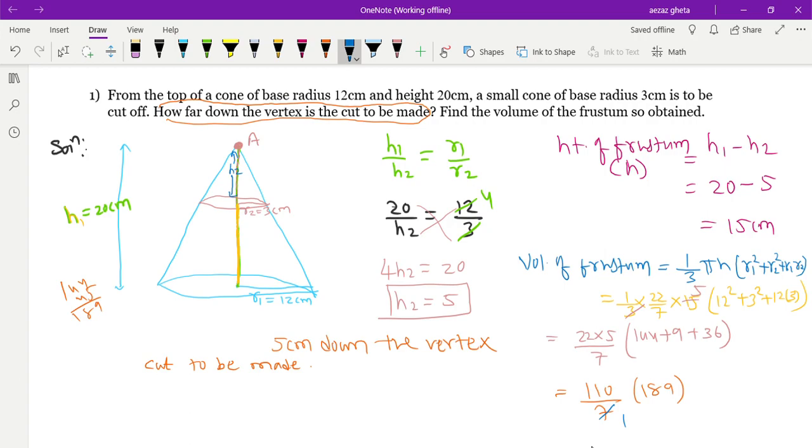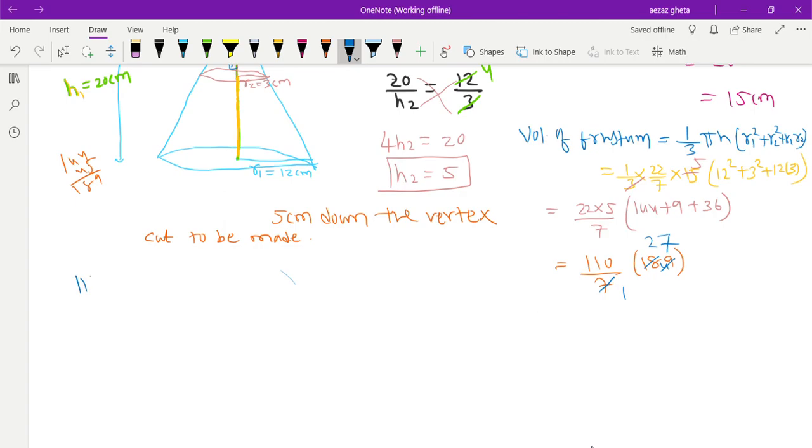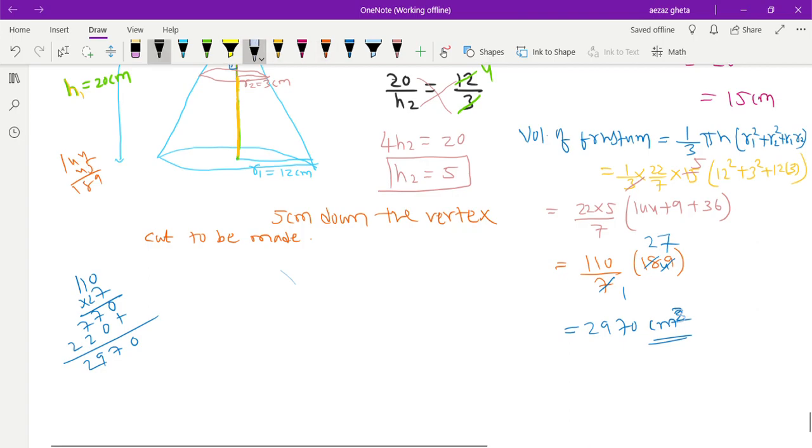So 110 by 7 into 189. Cancel this. 7 ones are 7, 7 twos are 14, 7 twenty-sevens are 189. And now just multiply 110 into 27. You will get the answer: 2970 centimeter cube, as it is volume, so the volume unit will be cube. So what is the answer? 2970 centimeter cube. Thank you.